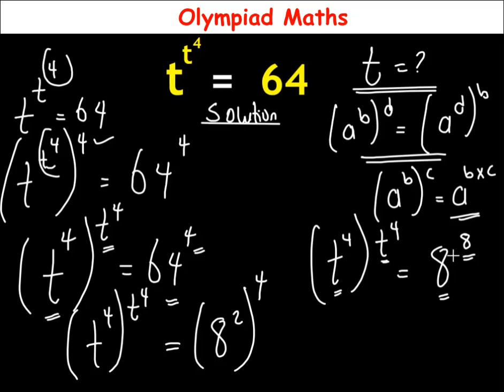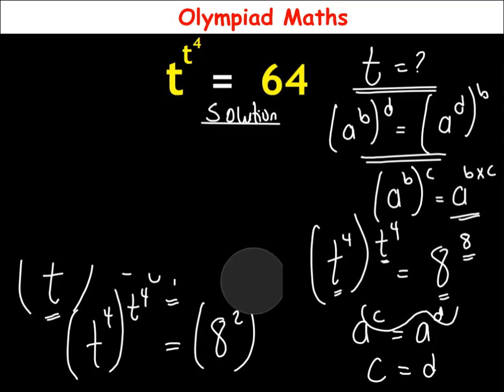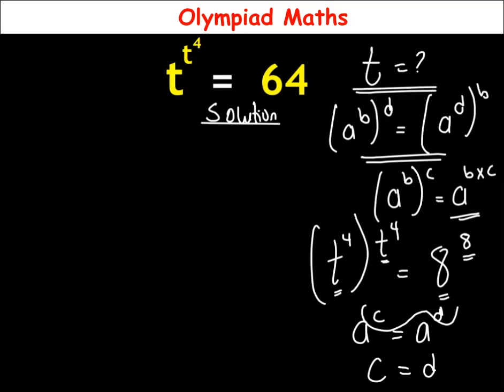With this done, we can apply the rule that if you have a raised to power c, which equals a raised to power d, the same base, we can then compare the exponents. So therefore, c is equal to d. So with this, we can compare that t to the power 4 is equal to 8 by comparing the exponents. So t raised to power 4 is then equal to 8.